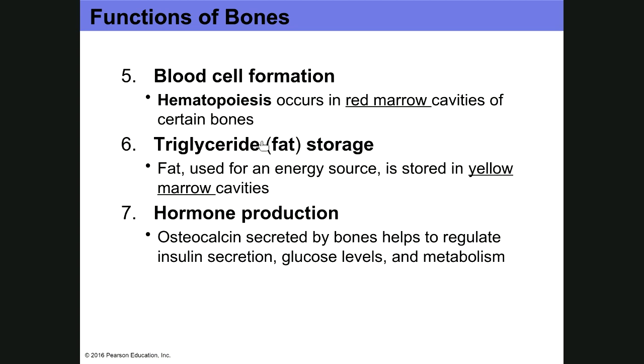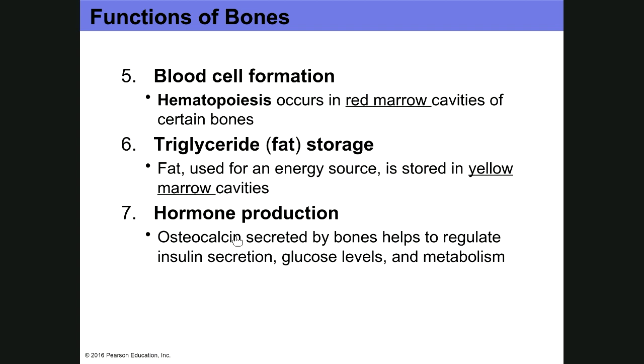Triglyceride storage. We also store fat in our bones. Okay, so fat is specifically going to be stored in another marrow cavity called yellow bone marrow. And you should know that in long bones, yellow marrow is situated in the middle of the bone.